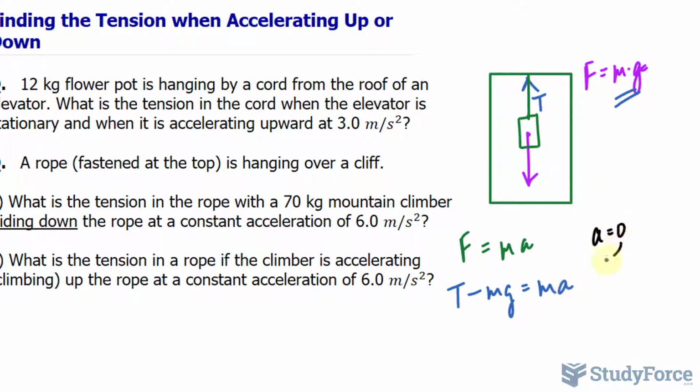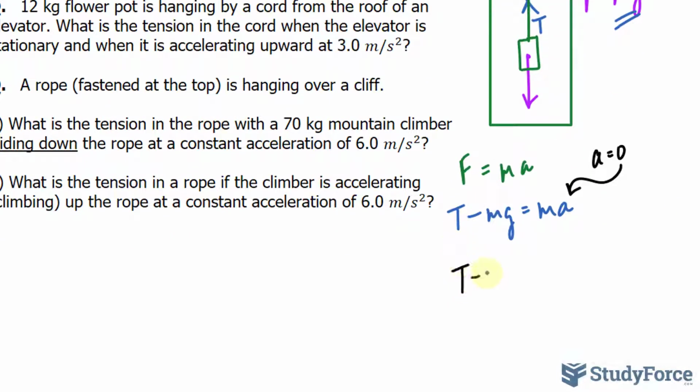So if we replace a with 0, we get T minus mg is equal to 0. And rearranging this formula by bringing that over, I have tension is equal to mg. And that makes sense because if something is stationary, it's at equilibrium, so the forces are all balanced out, the upwards and downwards force in this case.